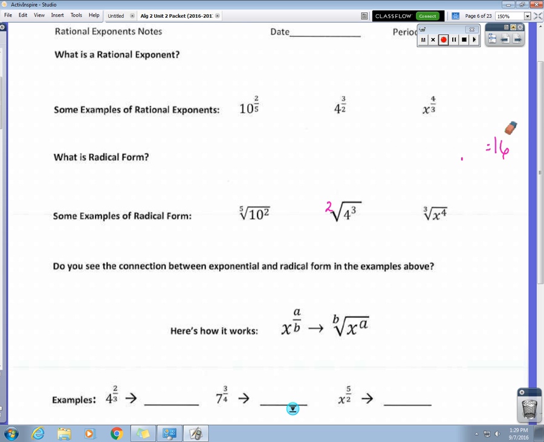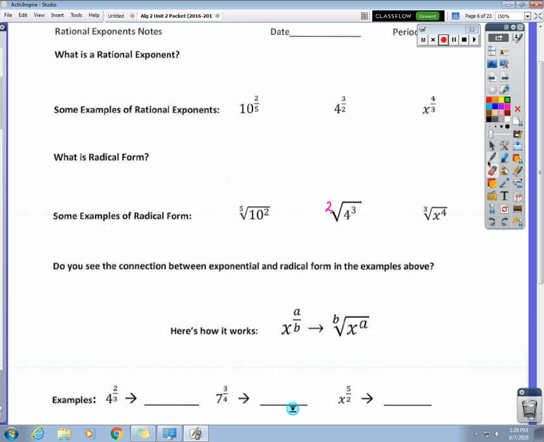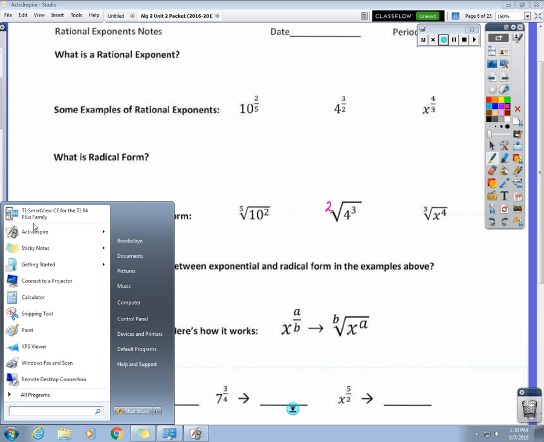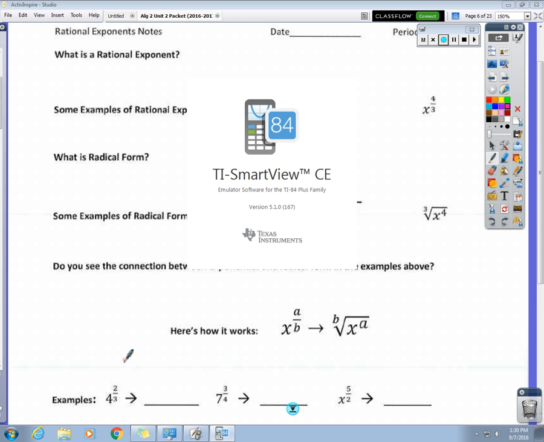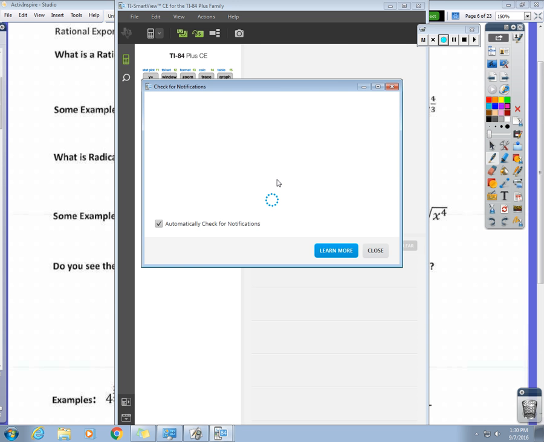Okay, now another thing is look at the two things. Aren't both of these the same 3 numbers? Okay, so let's type it in. Let's type in 10 raised to the 2/5 power. If you don't know how to type that in, just give me a second till mine comes up and I'll show you.